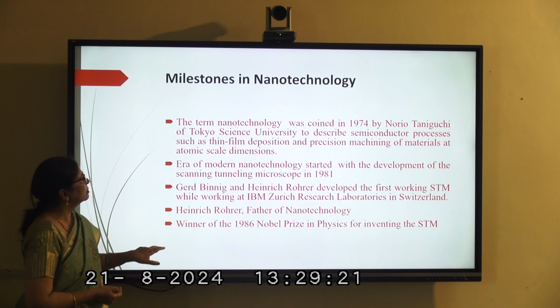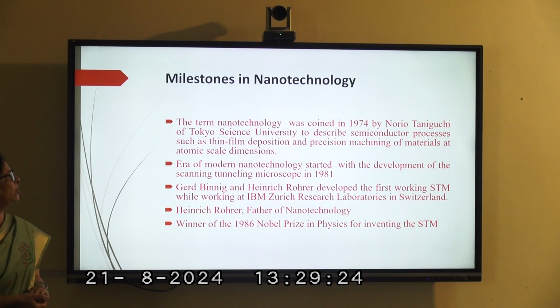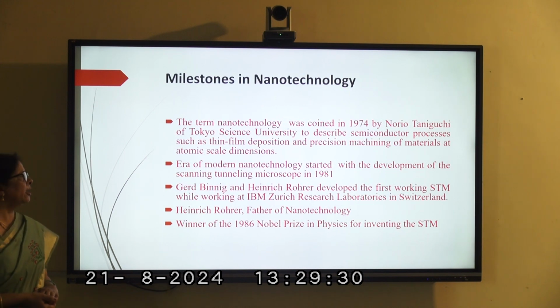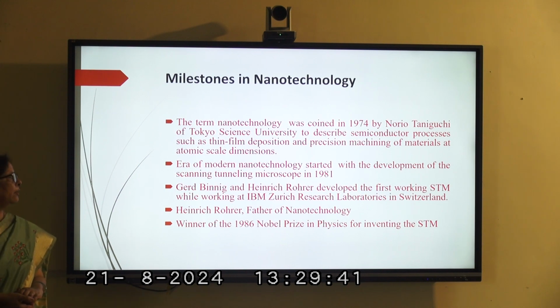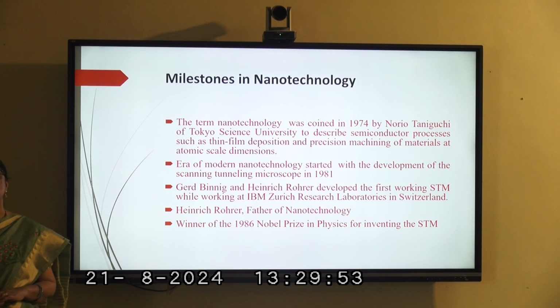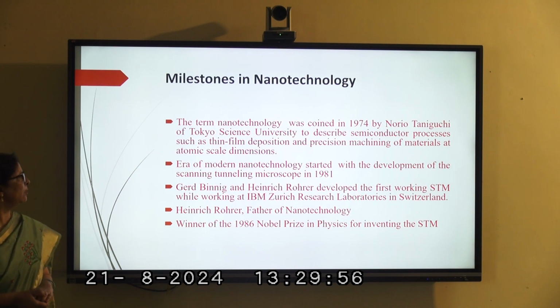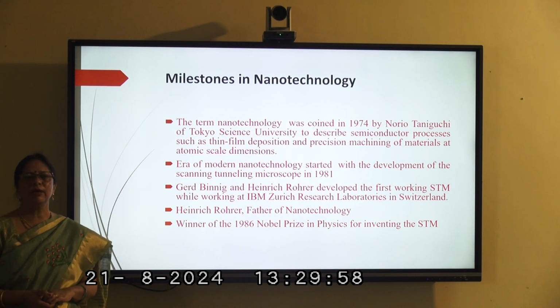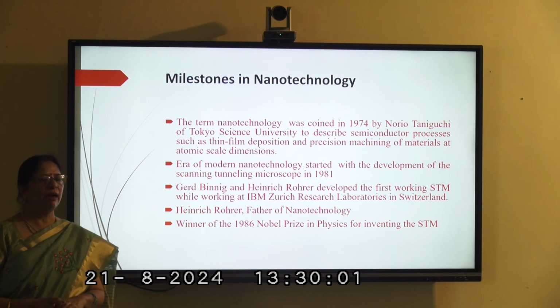unique materials. The term nanotechnology was coined by Norio Taniguchi of Tokyo Science University. But the era of modern nanotechnology started with the development of the STM, the scanning tunneling microscope, in 1981. Gerd Binnig and Heinrich Rohrer developed the first scanning tunneling microscope while working at the IBM Zurich Research Laboratories in Switzerland. Heinrich Rohrer is therefore also known as the father of nanotechnology, because by his development of the scanning tunneling microscope, it became possible to image matter at the atomic scale.